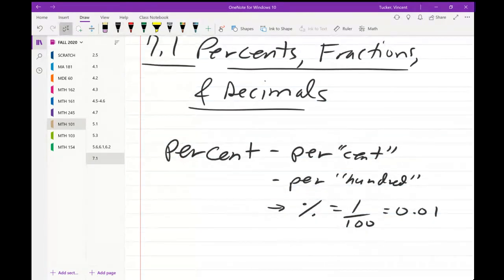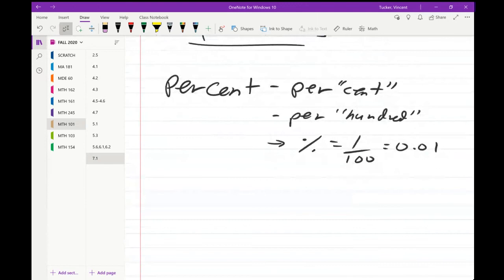So we're looking at percents, fractions, and decimals. And percent, if you were to break down the word, is per cent, or in other words, per hundred. So that percent sign is the same thing as 1/100 or 0.01. All right.